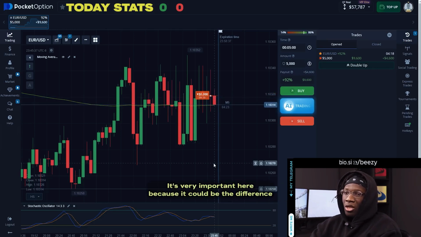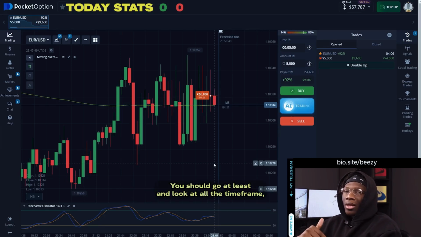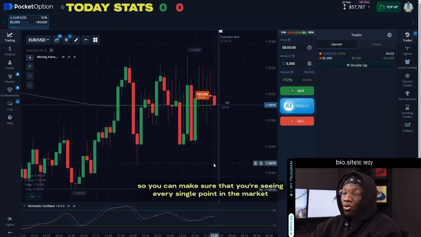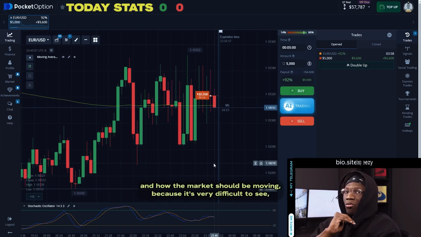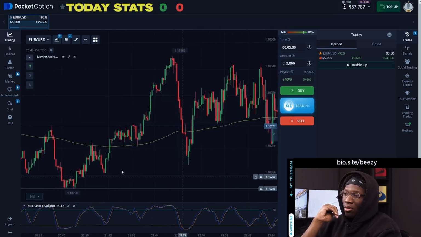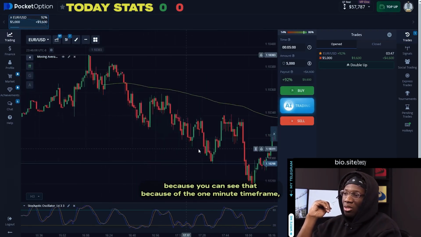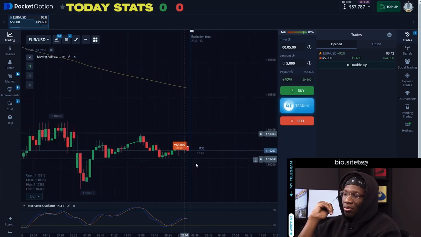It's very important here because it could be the difference between losing a trade or ending up in profit, because sometimes even if your mind is set up on making a 1 minute trade, you should go at least and look at all the time frames so you can make sure that you're seeing every single point of the market and how the market's been moving. It's very difficult to see the overall movement of the market on a 1 minute time frame, for example. Because of the 1 minute time frame, it's a lot of movement, but you can see a little bit more clearly when you're on the 30 minutes, right?